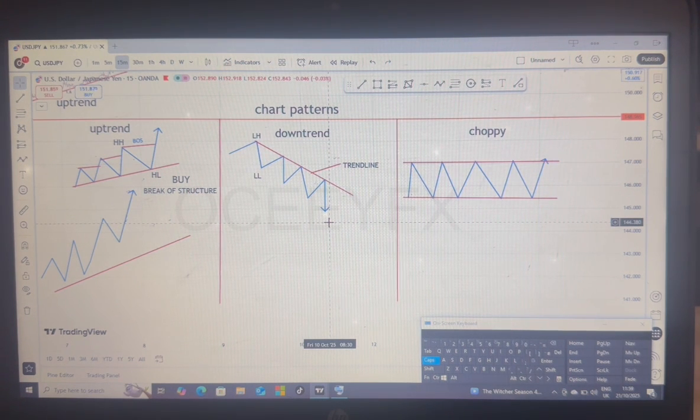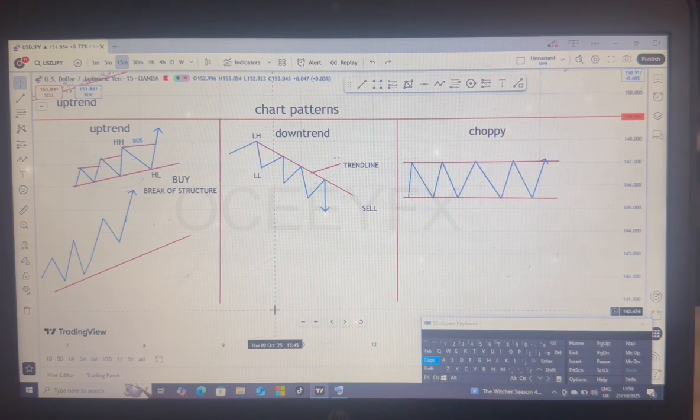So in a downtrend, what should we be looking for? As in an uptrend you're looking for buys, in a downtrend you're looking for sells. So in an uptrend, what do we say? You must see a break of structure. So it is in a downtrend also. You must also see a break of structure, just like how it is here.